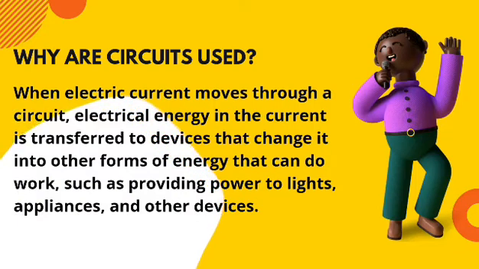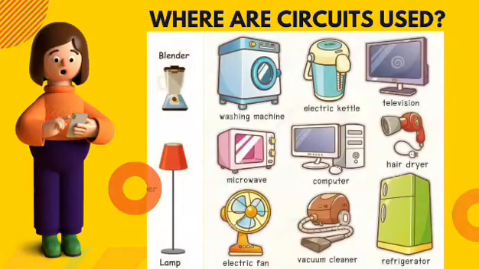Why are circuits used? When electric current moves through a circuit, electrical energy in the current is transferred to devices that change it into another form of energy that can do work, such as providing power to lights, appliances, and other devices. So, where are circuits used?